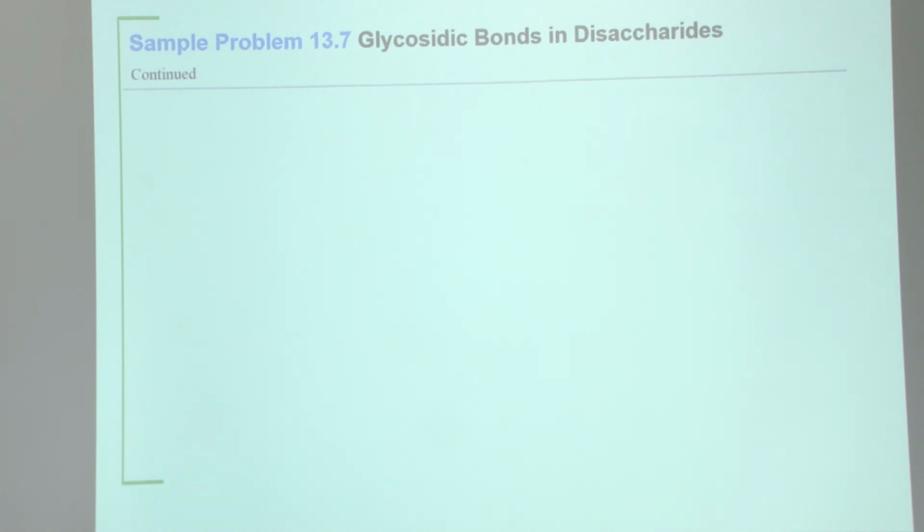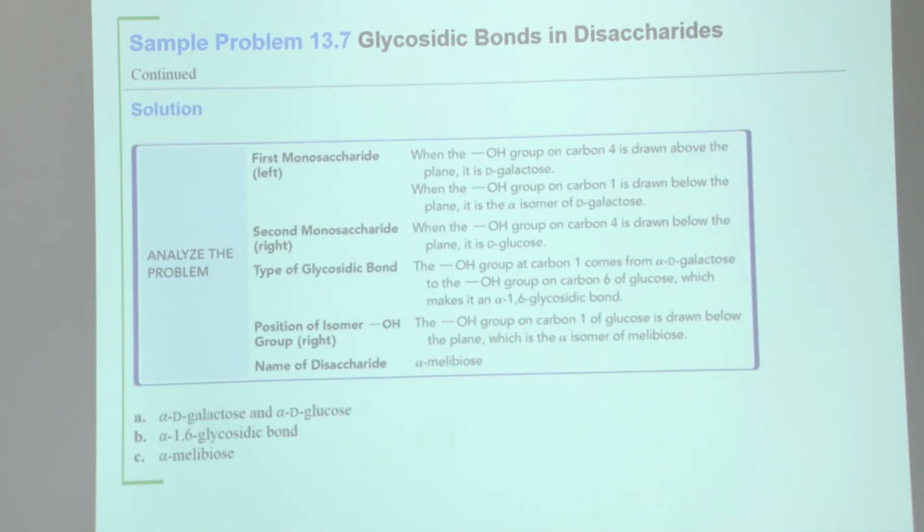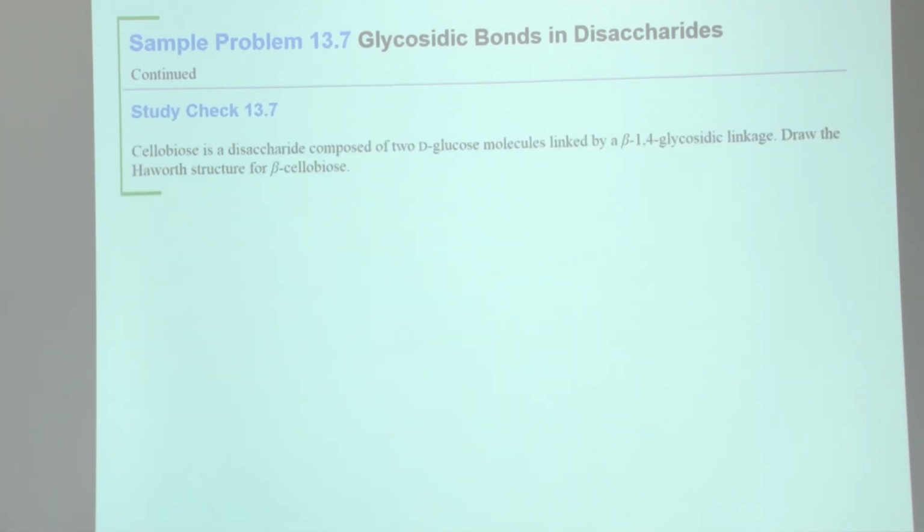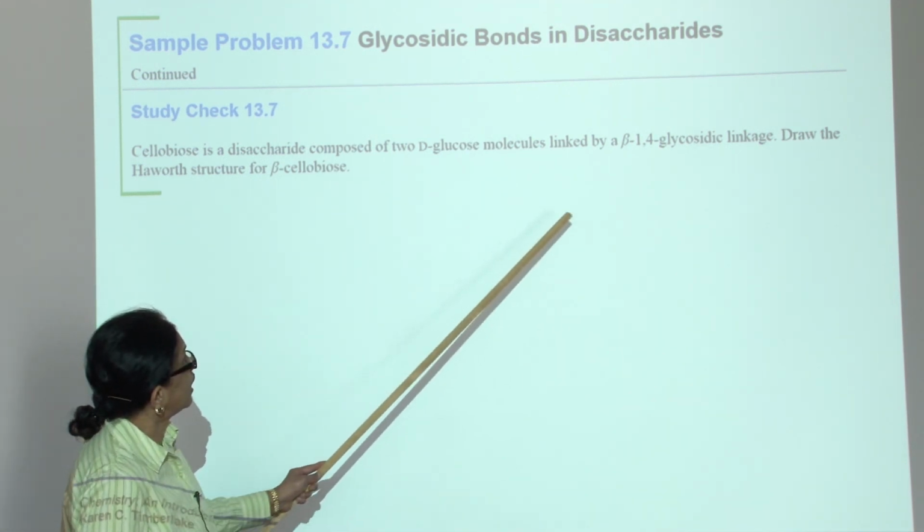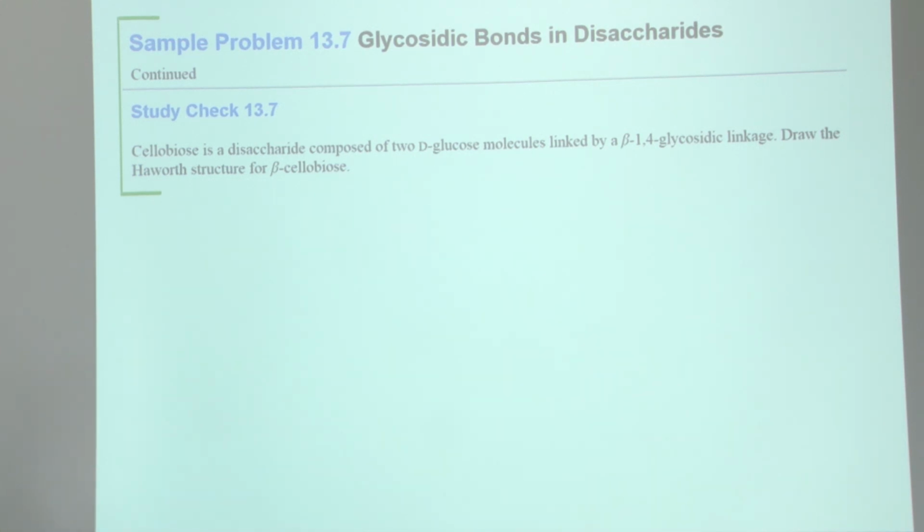So there you go. This is the alpha 1,6 glycosidic bond, alpha melibiose, alpha-D-galactose, alpha-D-glucose. Those are our answers for this particular problem. Cellobiose is a disaccharide composed of 2 D-glucose molecules linked by a beta 1,4 glycosidic linkage. Draw the Haworth structure for beta cellobiose.